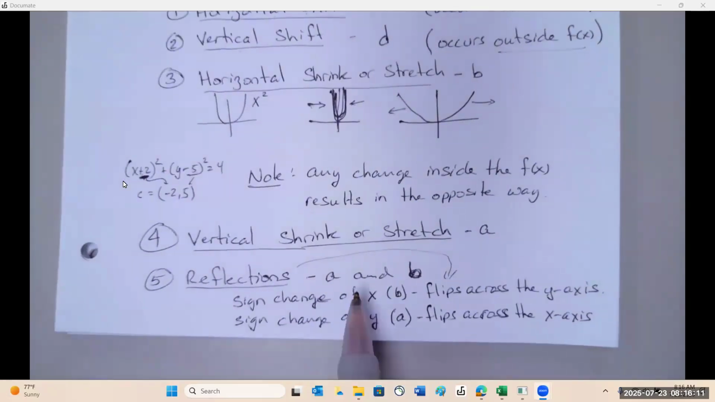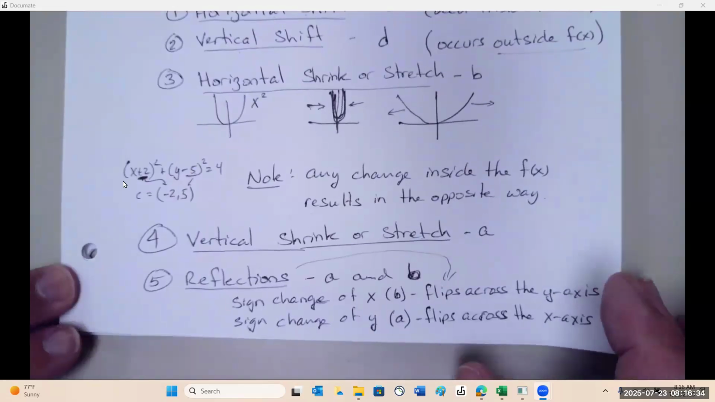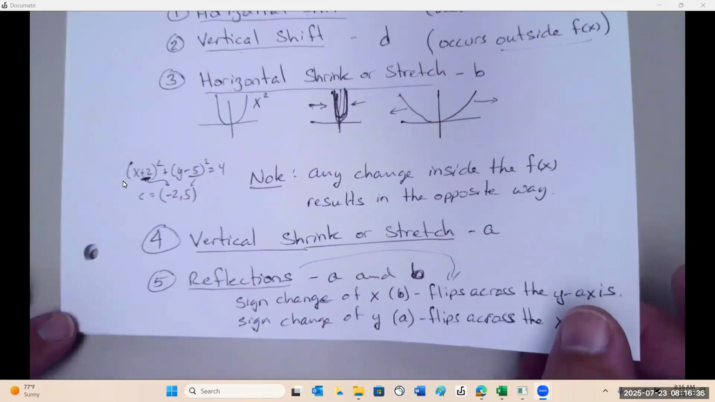Remember, if it happens to x, it's horizontal. So the only flip we can do horizontally is across the y-axis. If we change the y value from positive to negative, that changes across the x-axis. So these are the things we're going to look at today, and more if we have time.